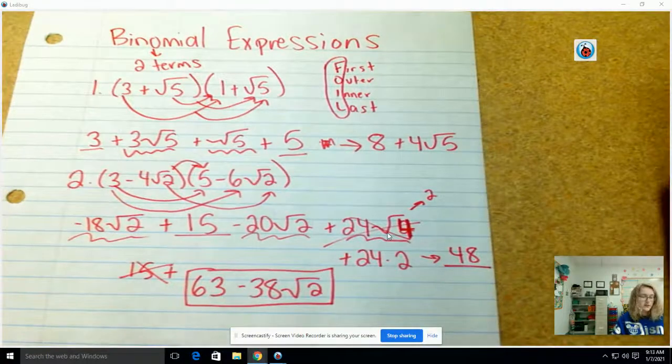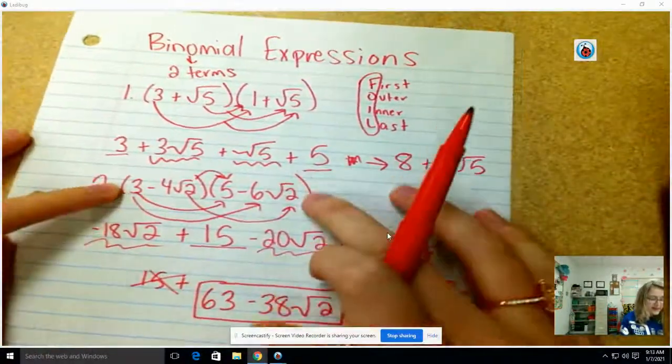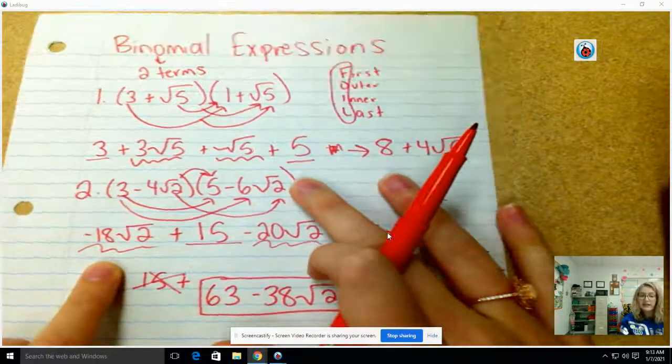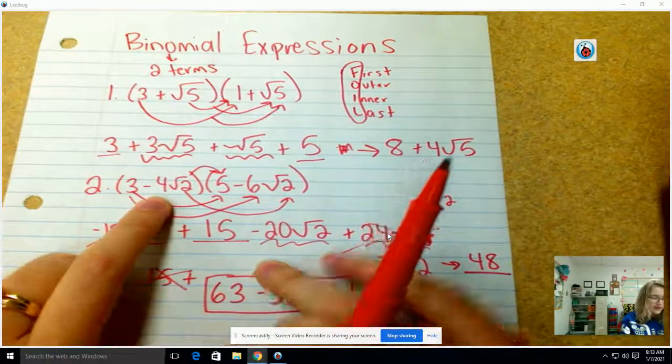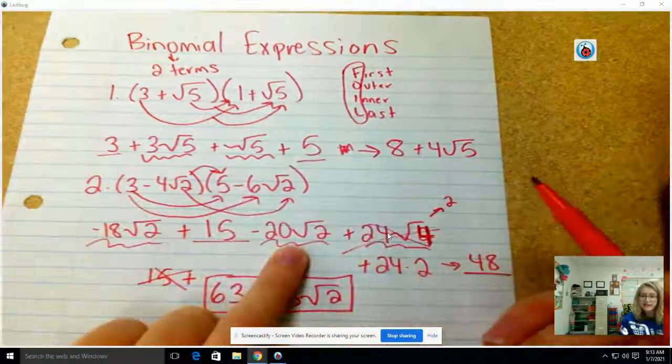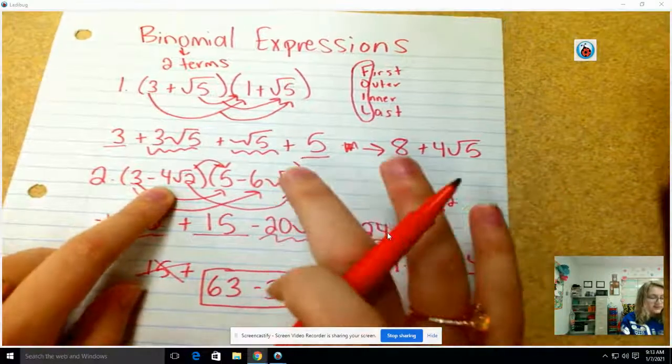So let me go through this again because I messed that up. 3 times -6 radical 2 is going to give me -18 radical 2. 3 times 5 is 15. -4 radical 2 times 5 is -20 radical 2. And then -4 radical 2 times -6 radical 2.